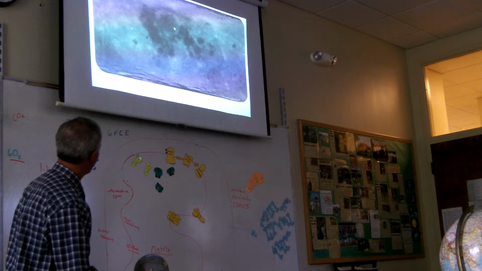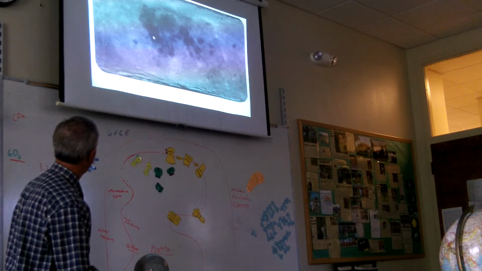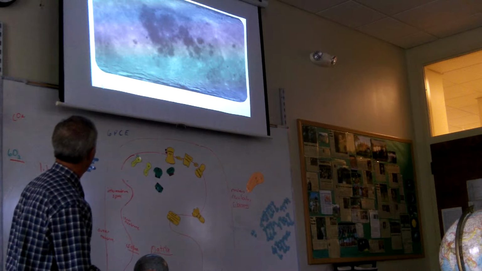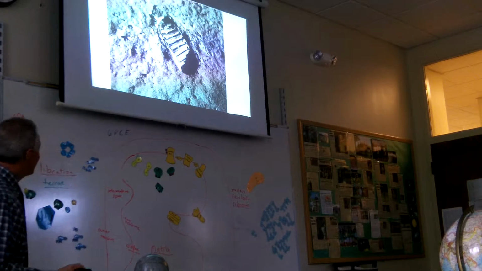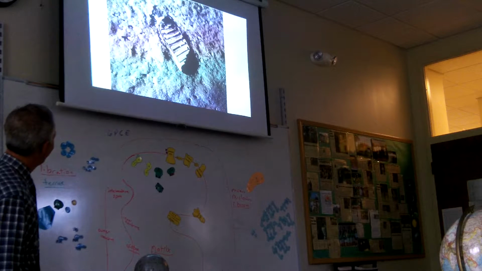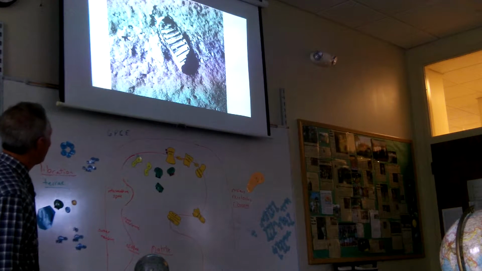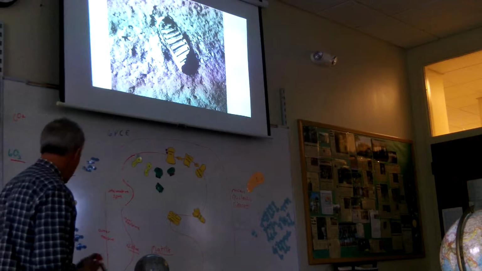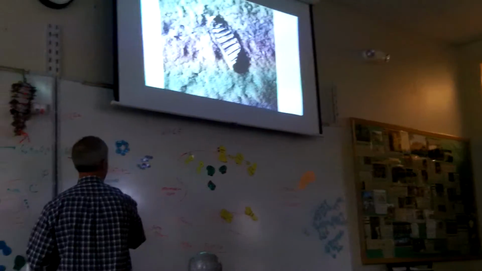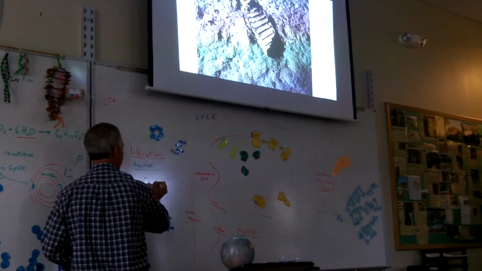There's an up-close picture of some of the Maria. I don't know why I have that picture in there. You know what that is? It's a footprint from an astronaut. The entire moon is covered in dust, and the dust has a name. It's called regolith.